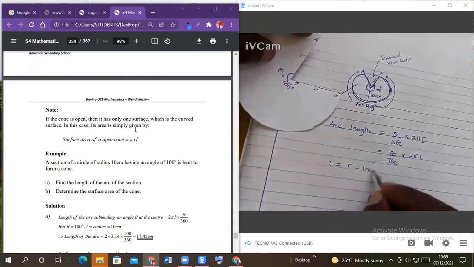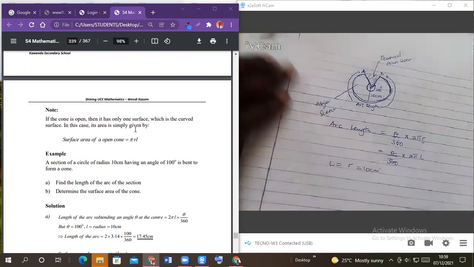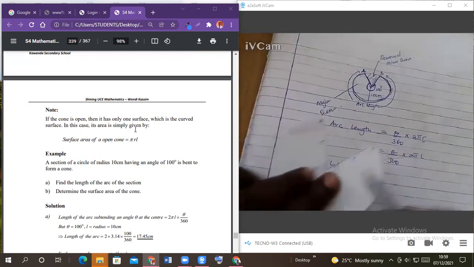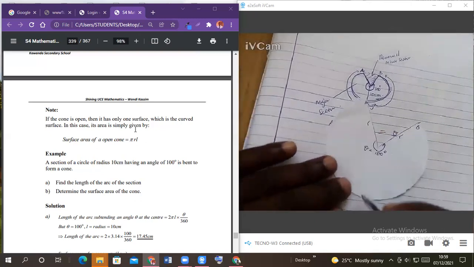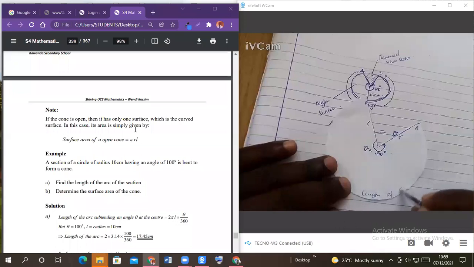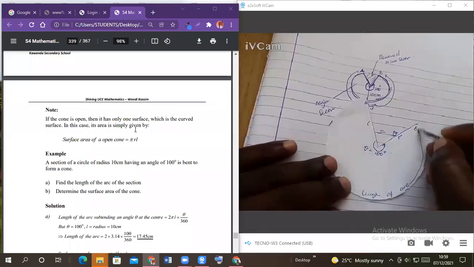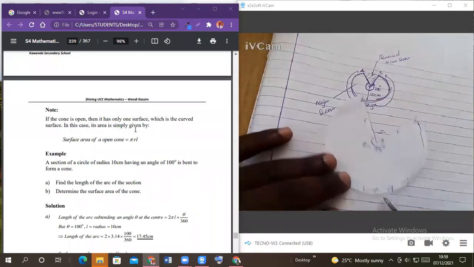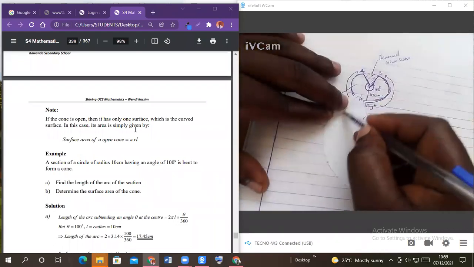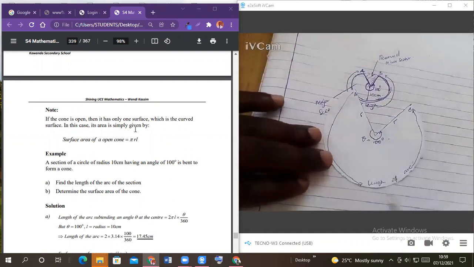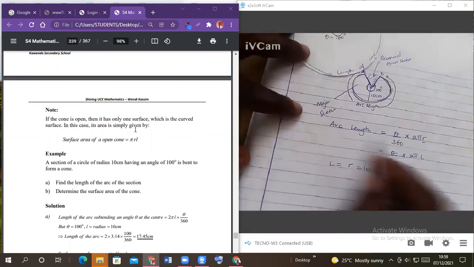centimeters. That means that if I want to get the length of the arc, this is the length of the arc, this distance from here up to here. So I have to get this distance. That distance is what we call the arc length.